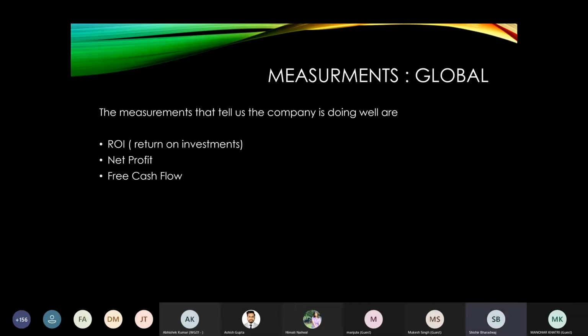The measurements we use to measure the performance of the company, which is the global performance, not departmental performance, are ROI, net profit, and free cash flow. Again, these are accepted norms and these are good norms. ROI is a relative measurement, net profit is an absolute measurement, and free cash flow is called oxygen. Like I said before, most of the NPAs are of companies which are in profit but have no cash to pay the bills. Vendors get unpaid. But the book is showing profit. That is the accounting issue.